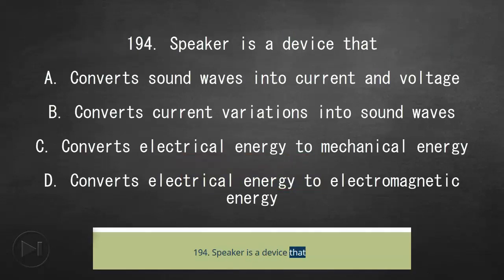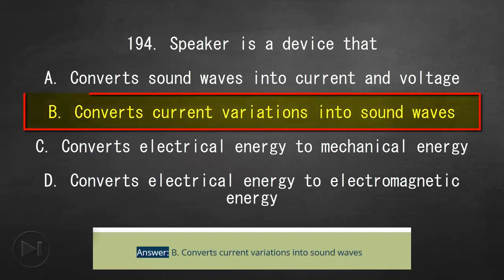194. A speaker is a device that A. converts sound waves into current and voltage, B. converts current variations into sound waves, C. converts electrical energy to mechanical energy, D. converts electrical energy to electromagnetic energy. Answer, B. converts current variations into sound waves.